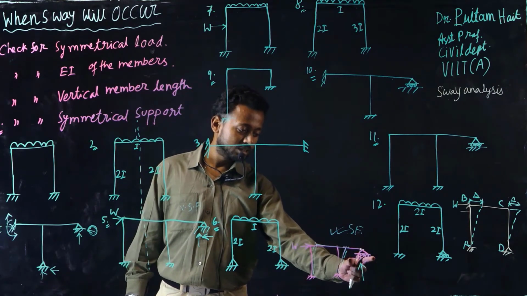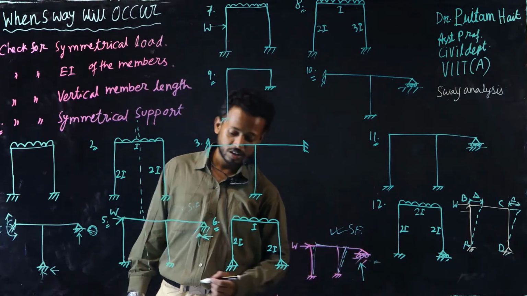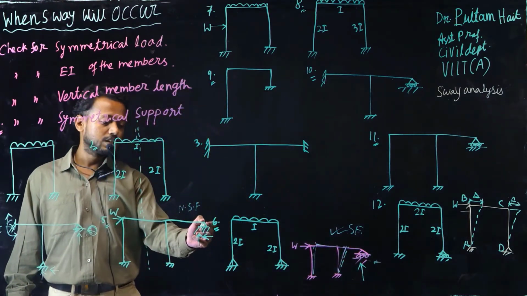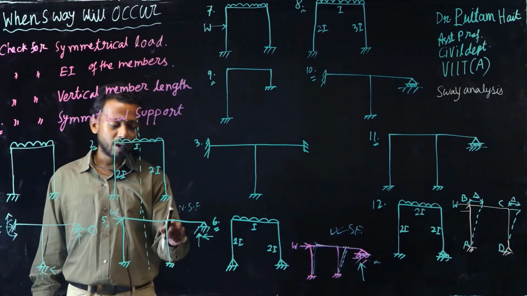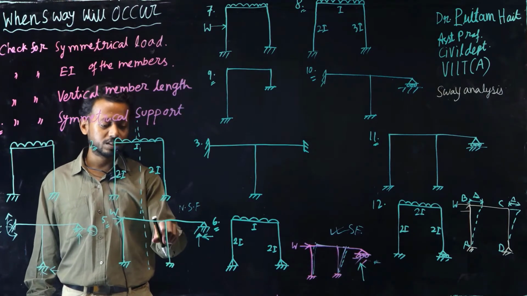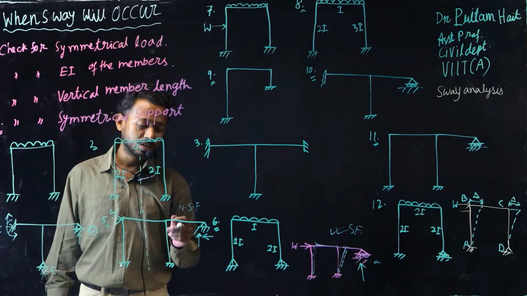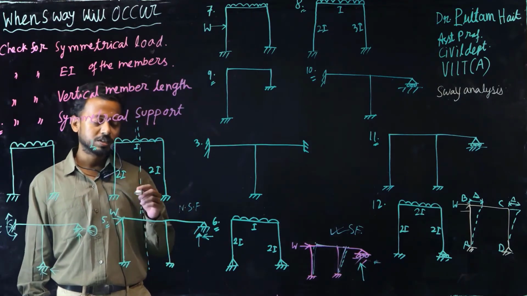Since this is a roller support, it has no horizontal reaction, so it will sway in this direction. Since this is a hinge support, it will give a horizontal reaction. While it will try to deform in this direction, either in this direction or in this direction, this horizontal reaction will resist the deformation and it will not sway in either direction. Okay, I hope it is clear.